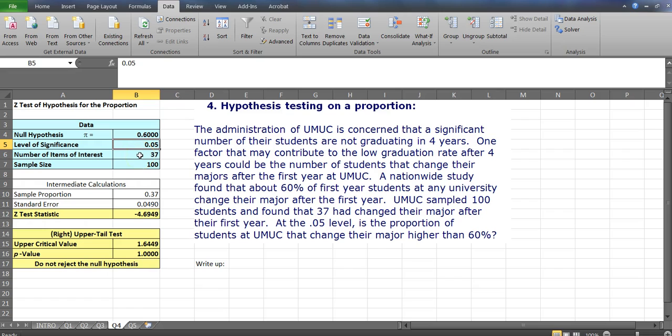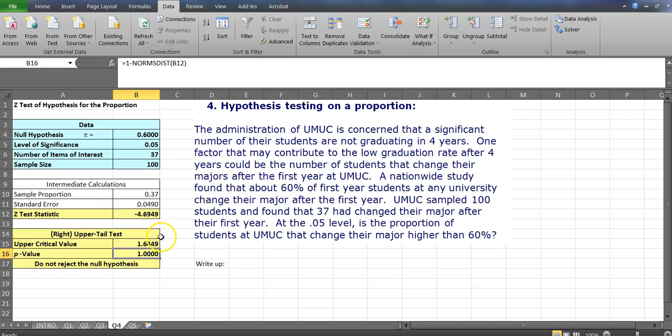Our number of items of interest is our sample size. In this particular example, I have 37. I just plug it in there. And then our overall sample size was 100, so I just plugged it in there. It calculates the proportion, and then the z-test statistic compares the z-test statistic against the upper critical value of 1.64. It also calculates the p-value. Again, you can compare these two.